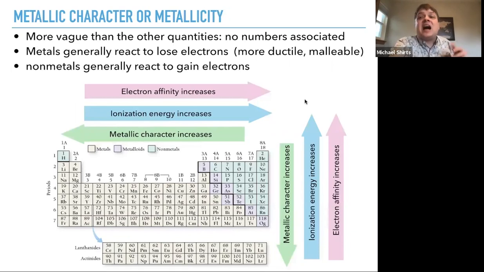Electron affinity says, I want more electrons. Ionization energy says, it's harder to pull electrons away from me. Those are ways you deviate from the neutral ions. And metallic character would be the opposite of that. It doesn't like electrons as much, and it's easier to pull them off. So metals generally lose electrons, non-metals generally gain electrons.